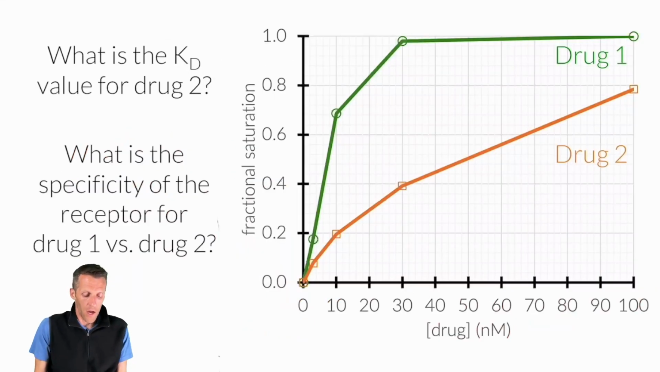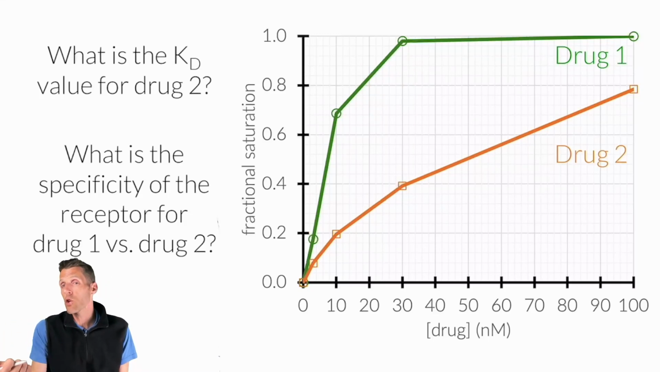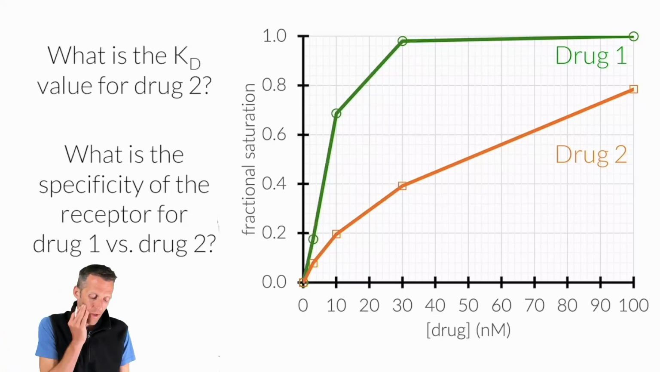All right, so we actually can see that. Here is a graph of drug 1 and drug 2 with their binding constants measured. So what's the KD value for drug number 2 and what's their specificity? So this is another moment. You can pause and think about it.